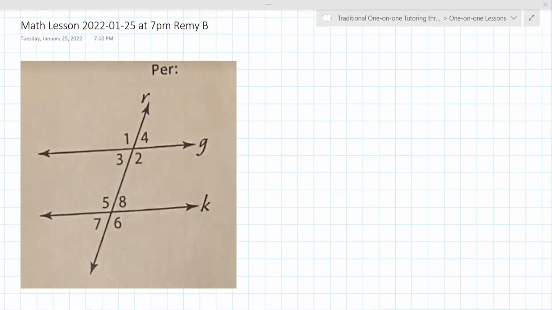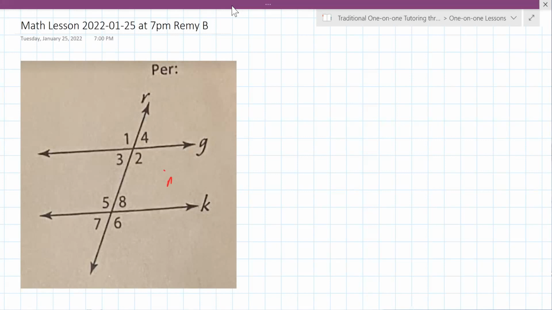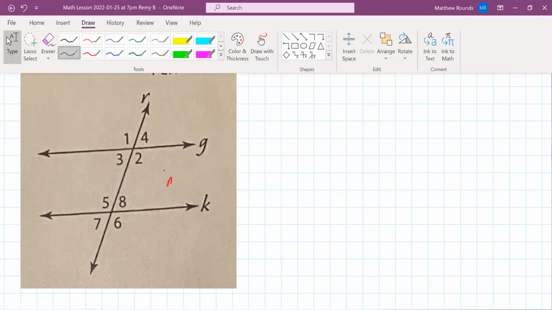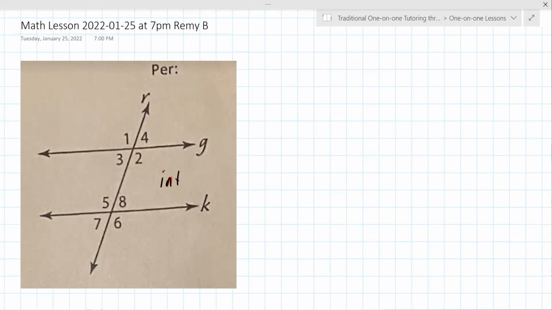Algebra 1. So there's an interior. Let me get a standard color here. There's an interior, we're talking about a region, and an exterior, and then there's an exterior. And this line right here is called a transversal.